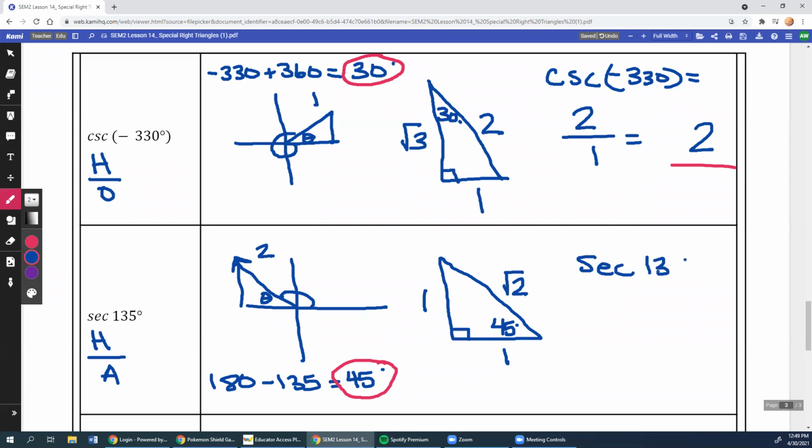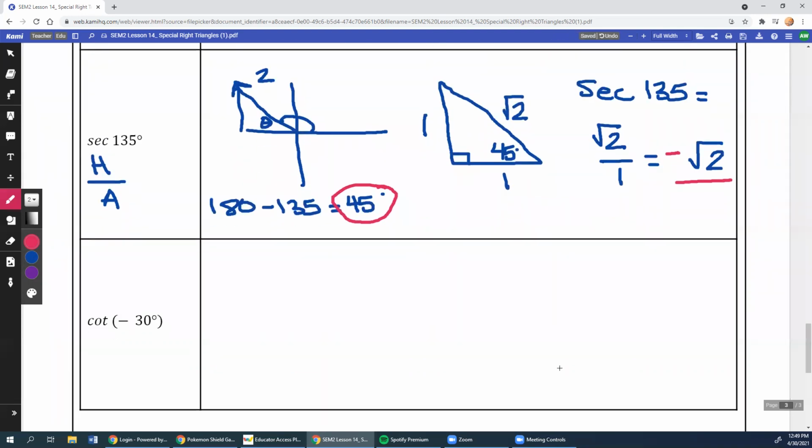So secant of 135 is equal to, my hypotenuse is square root 2. My adjacent is 1. So we have the square root of 2. But we're in quadrant 2. And cosine and secant are negative in quadrant 2. So we need to attach a negative onto the square root of 2.